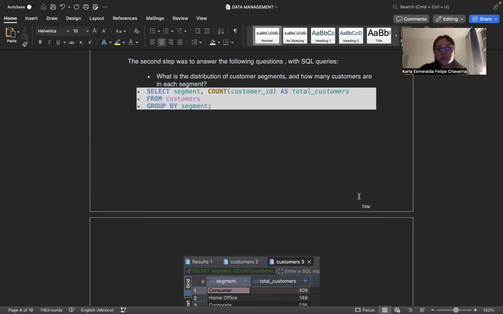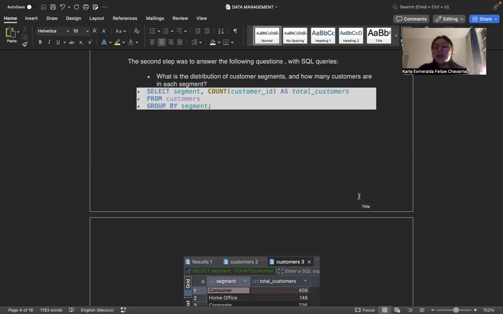I analyzed the customer table and I had the segment and the customer ID. So it was very easy to put that into this SQL query. I didn't use distinct because the customers table has information only about the customers. They only appear once because it's sorted by the customer ID, which is something unique.